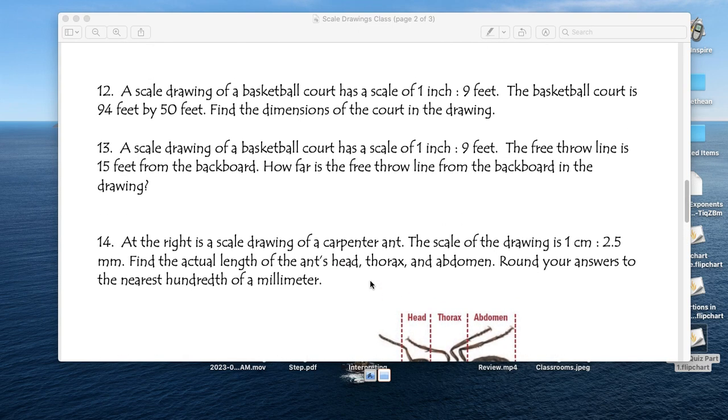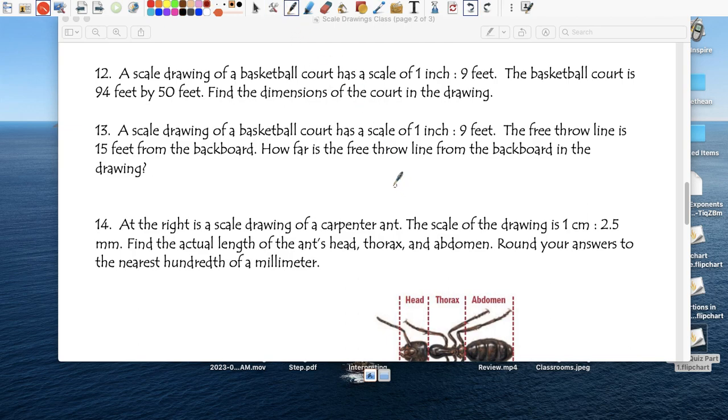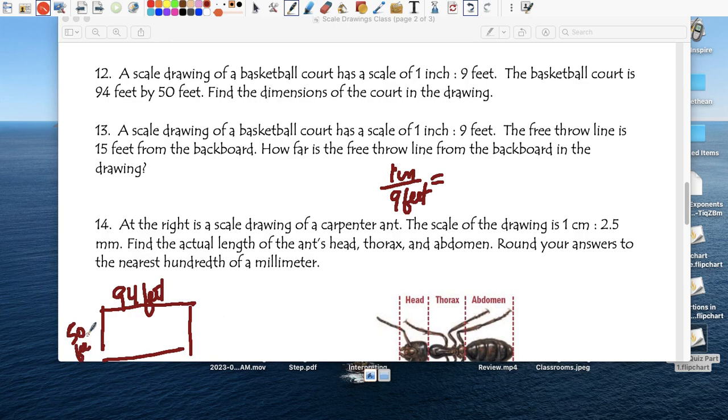So again, to give it a scale, I'm going to start writing it. 1 inch is 9 feet. Basketball court, again, one of those. So here's the basketball court. It's 94 feet by 50 feet. So that's the actual dimension of the basketball court.